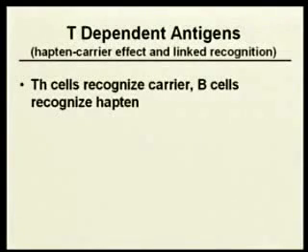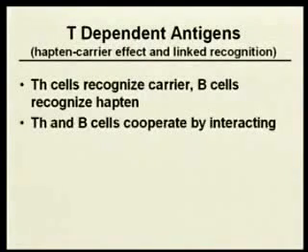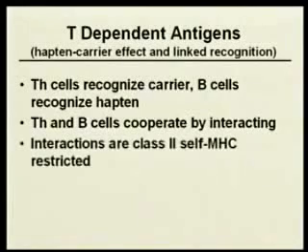Typically, the T helper cells will recognize the carrier, where the B cell will recognize the hapten. The carrier typically is a protein. As we discussed before, T cells have to recognize proteins. The T helper cell and the B cells cooperate by interacting with one another. Again, interactions are class 2 self-MHC restricted, so the peptide presented by the B cell to the T cell is in association with a class 2 MHC molecule.